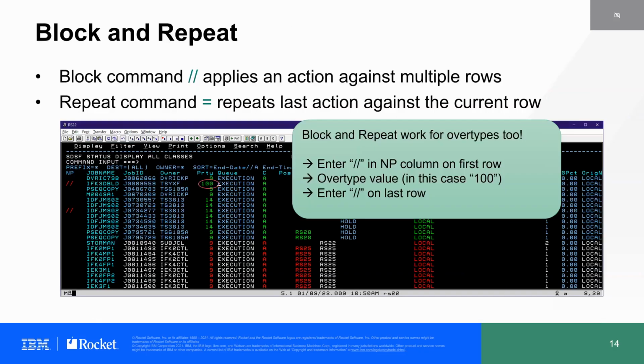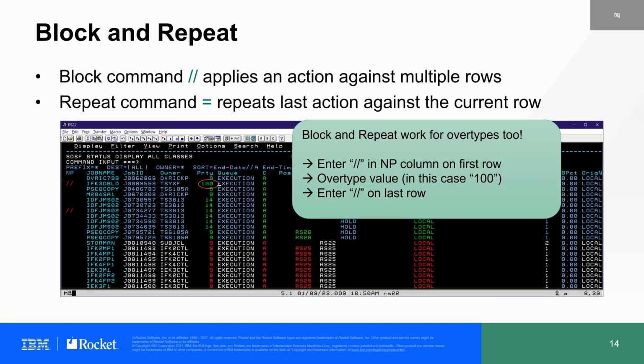Block and repeat. Most people know that you can do block actions with a double slash on the row to do an action against all the rows in between. And most people know that you can use the question mark to repeat the last action that you typed. But you can also do this for overtypes as well.